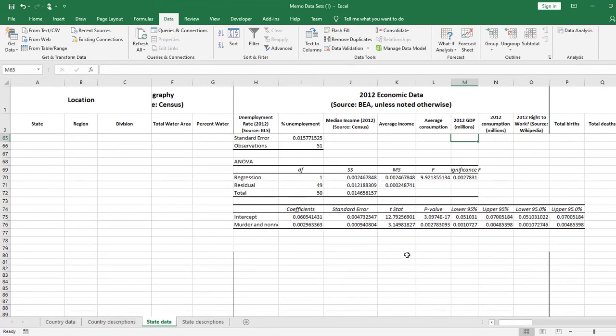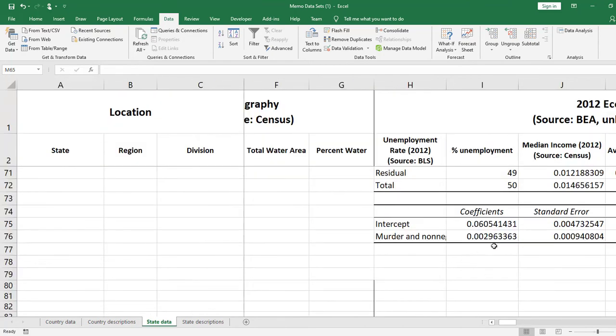So, not terribly surprising, statistically significant. Of course, we look at the p-values as normal. And it's not terribly surprising that this is a positive coefficient. As the murder rate increases, so does the unemployment rate. Of course, this is about 0.3 percentage points, that coefficient.